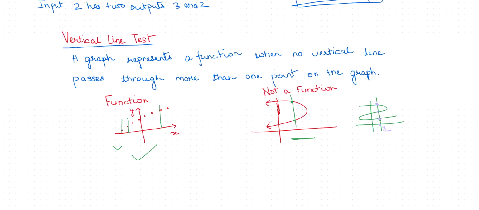This is also not a function because one x is associated with two y's. If any graph is given, we can just try drawing a vertical line. If any vertical line at any point passes through 2 points, then we say it is not a function. If it passes through only one point, then we say that it is a function.